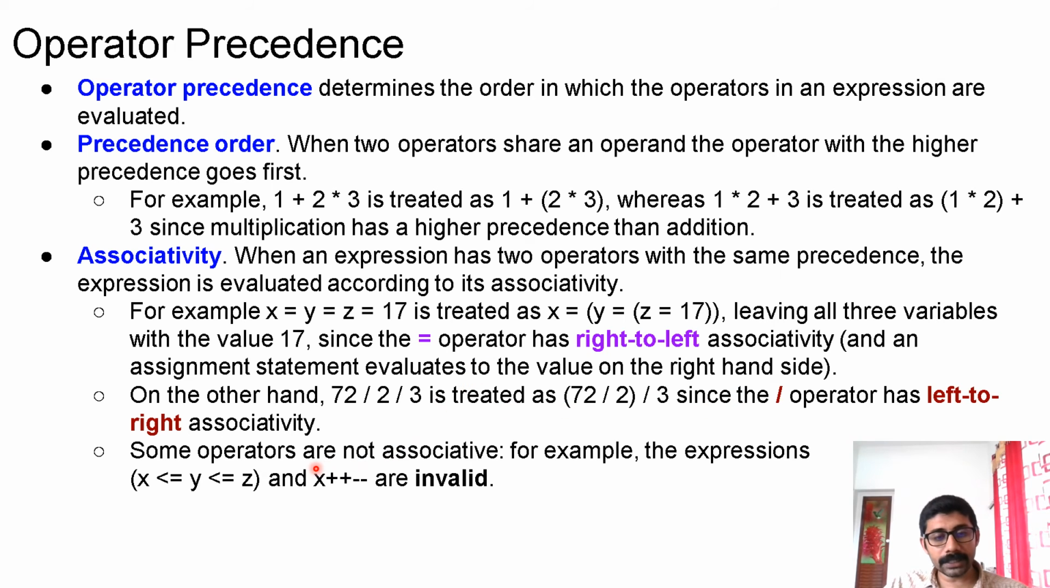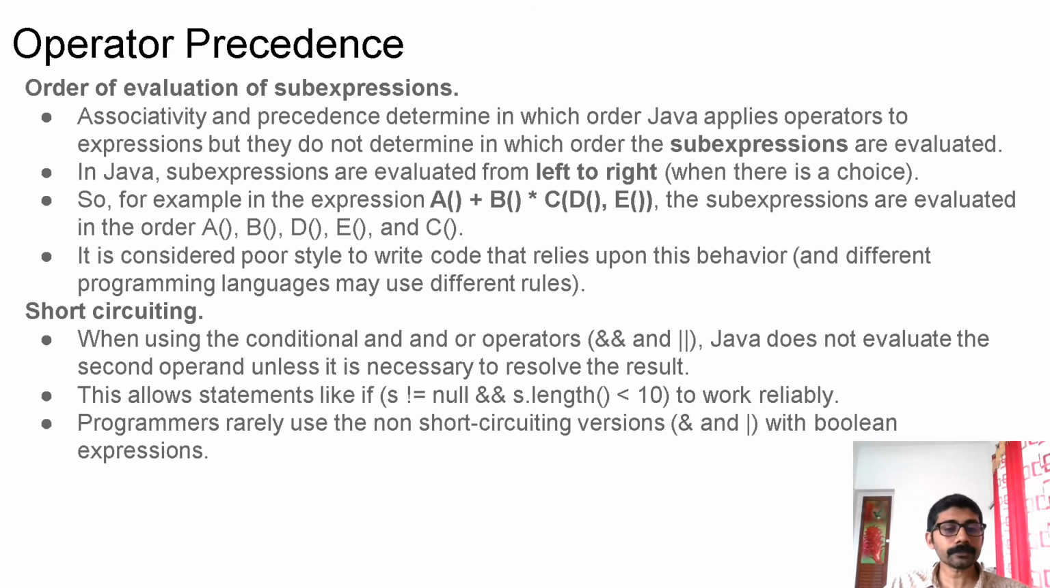There are some operators that are not associative. So don't assume that all operators are associative. There are some operators which are not associative. For example, x <= y <= z, or x ++ --. These are invalid because these operators are not associative. Associativity is not there.